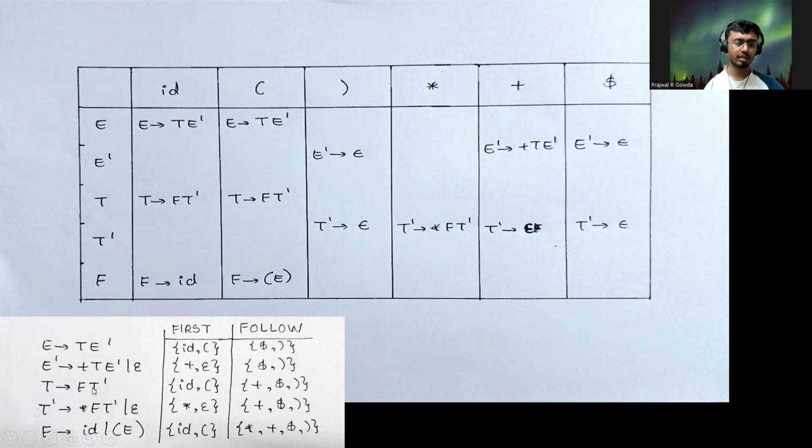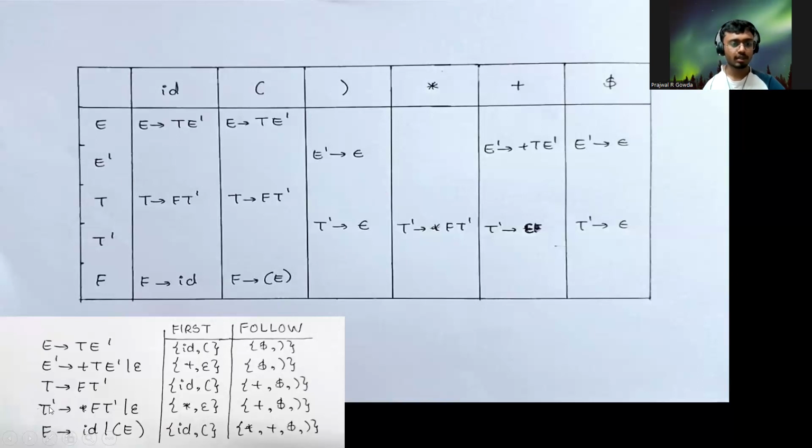Next production is T tends to F T dash. The first of T is ID, comma, opening parenthesis. So we place this production in the ID column and opening parenthesis column, and the remaining columns will be empty, which means that these cannot access this production.